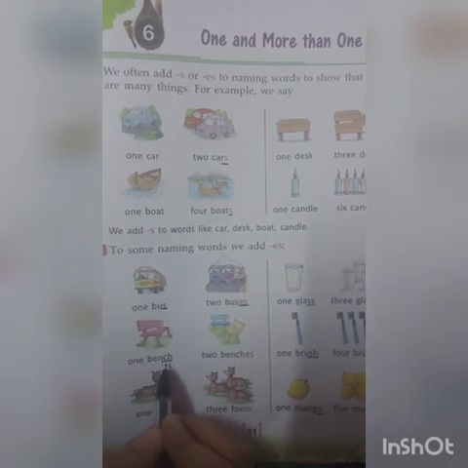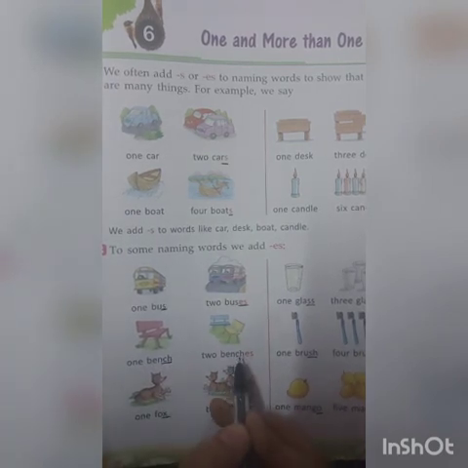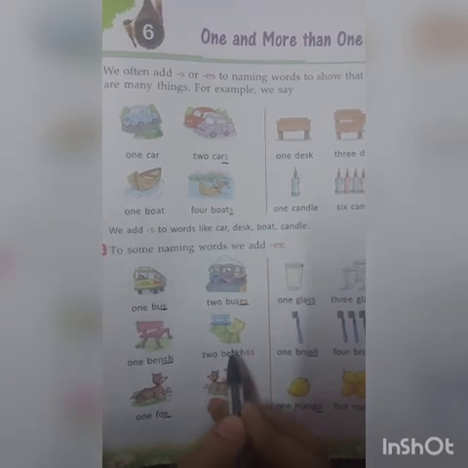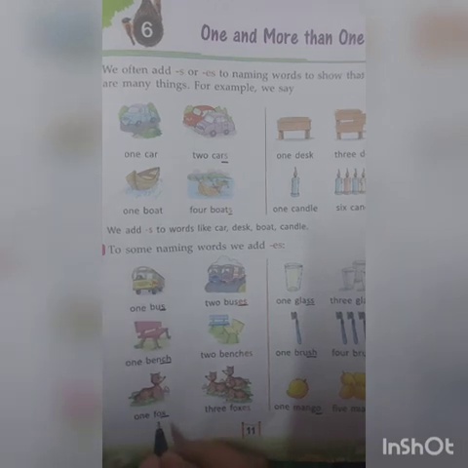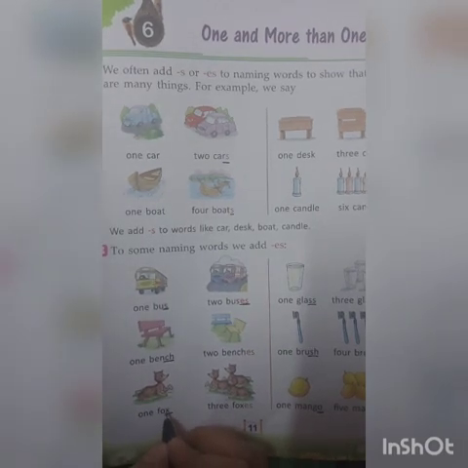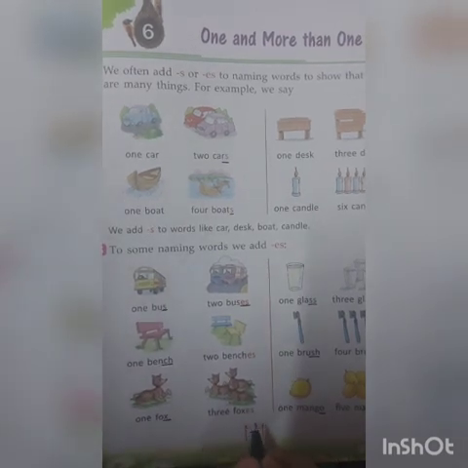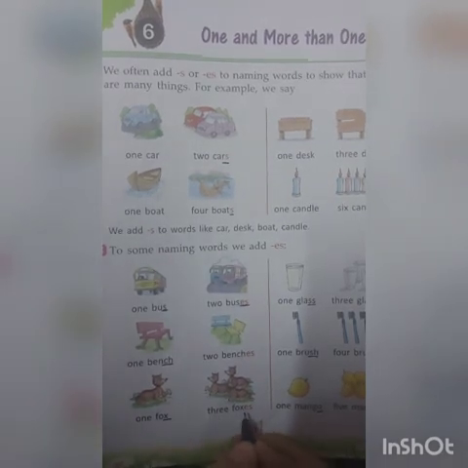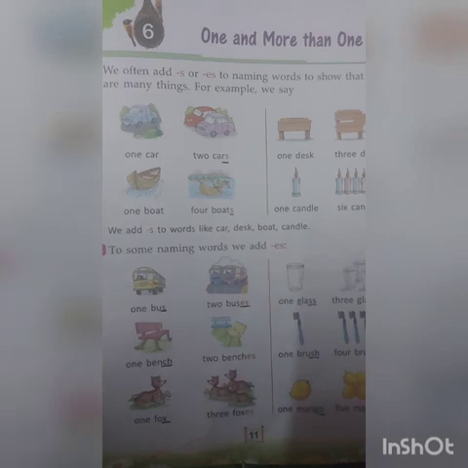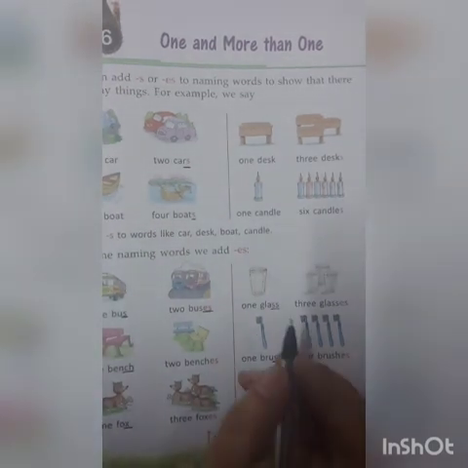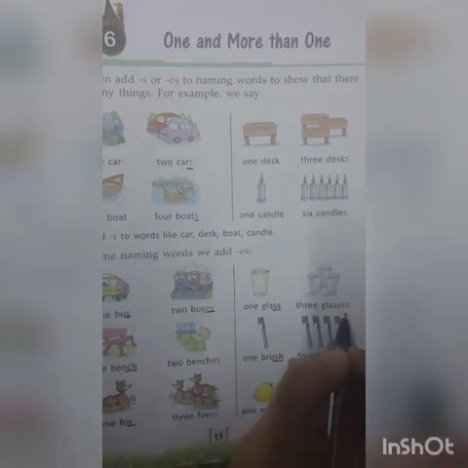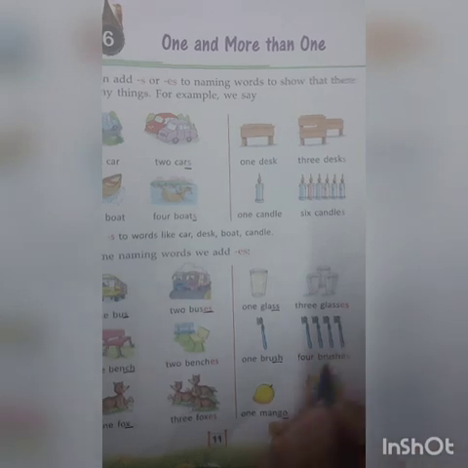Similarly, one bench. The word bench is ending in ch. So what will we add? We will add es to make it more than one. Now here also the word is fox. It is ending with the letter x. So again we will add what? We will add es to make it many. Then we have the word glass ending with double s. So here also we will put what? We will put es to make it many.